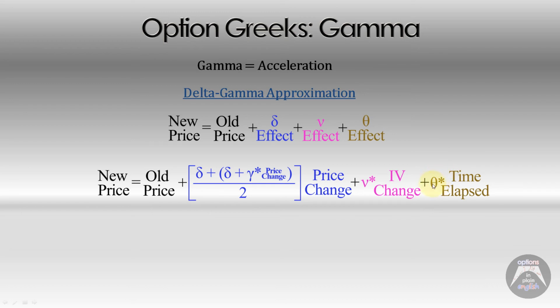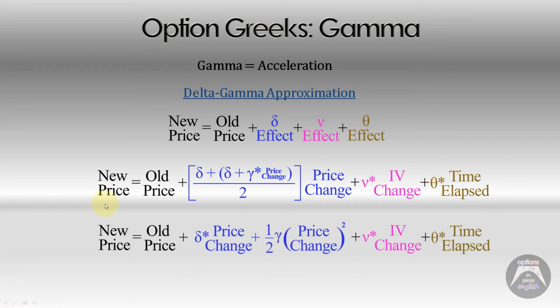So theta is how much that option is going to go down by, and it's a negative number, times the time that elapsed. If it was 1 day, this is going to be 1, because theta is a daily number. Okay, so if we rearrange the factors here, the new price is going to be equal to the old price plus delta times the price change, which is the normal delta effect that we think about when we talk about delta.